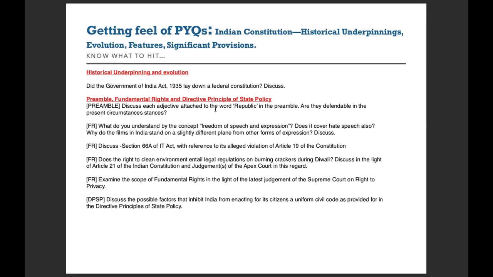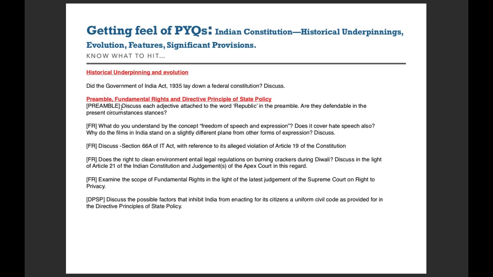The question from the preamble is like: We, the people of India, having solemnly resolved to constitute India into a sovereign, socialist, secular, democratic republic. So there are four words: sovereign, socialist, secular, democratic republic. These are the four adjectives attached to the republic, and UPSC is asking us to explain these adjectives and how they are of relevance in the present circumstances. So you can see that we have to study the preamble, we have to understand what it means in each and every word of the preamble.